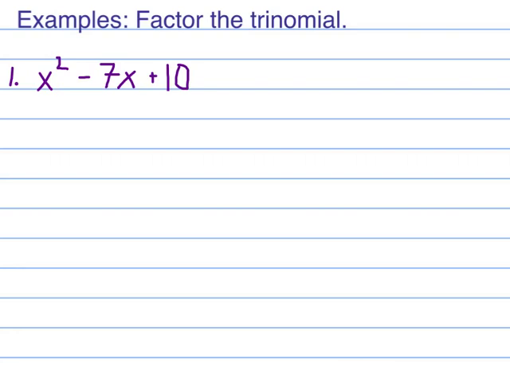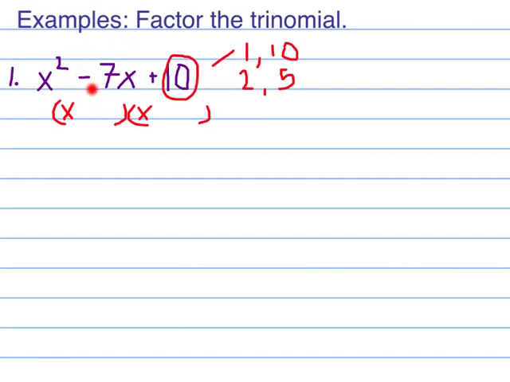So we're going to look at the factors of our last term here, the 10. So the factors of 10 are 1 and 10 and 2 and 5. So because my last term is positive, the factors have to have the same sign when we go and put them into the binomial factoring. We know that it's going to be an x here and an x here.